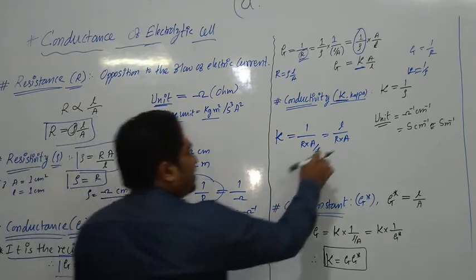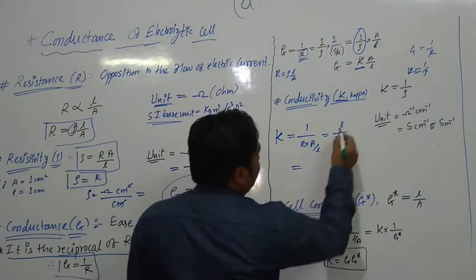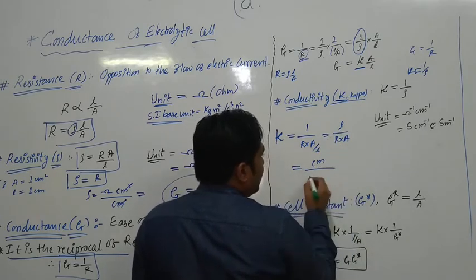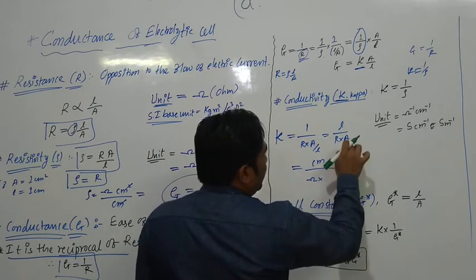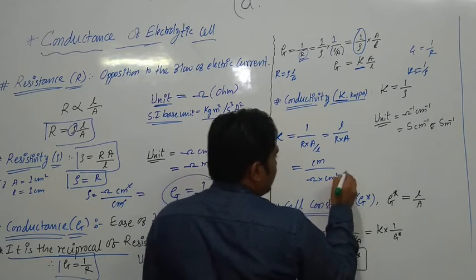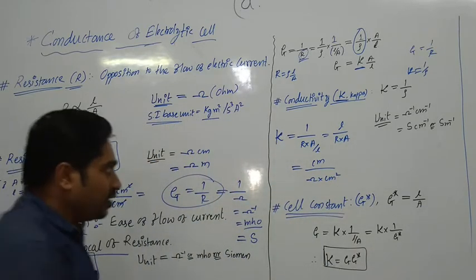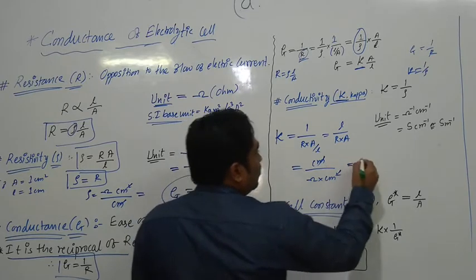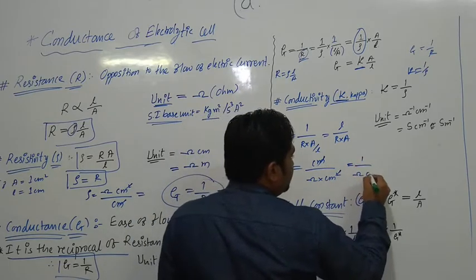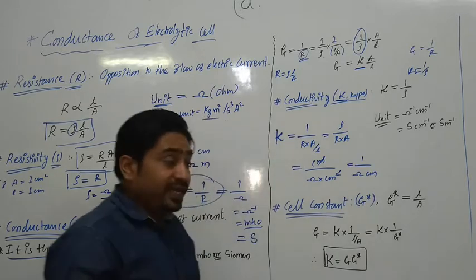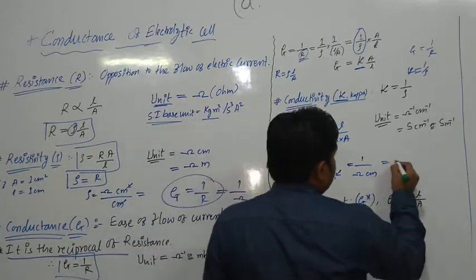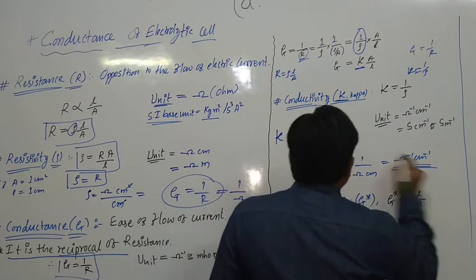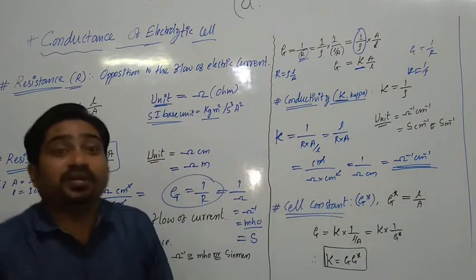Now let us write the unit for this. What may be the unit? What is the unit of length? Centimeter or meter. The unit of resistance is ohm. The unit of area is centimeter square. Now centimeter and the square cancel out. What remains? 1 divided by ohm centimeter. So the unit of kappa is per ohm per centimeter.